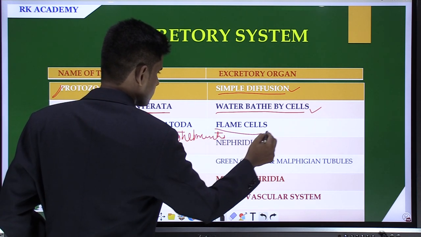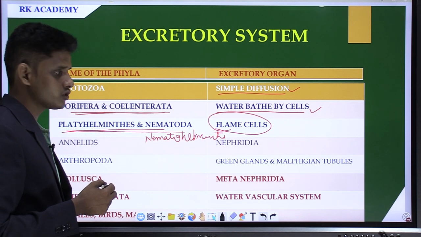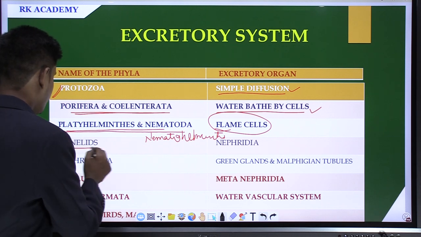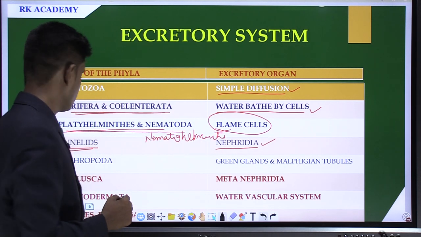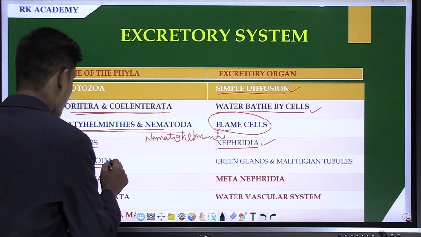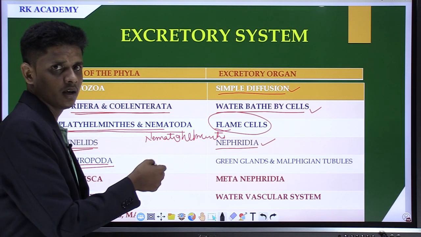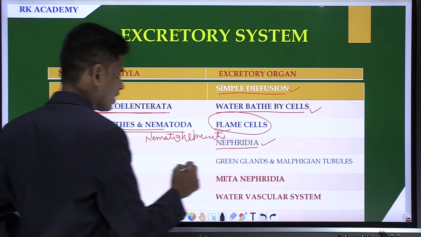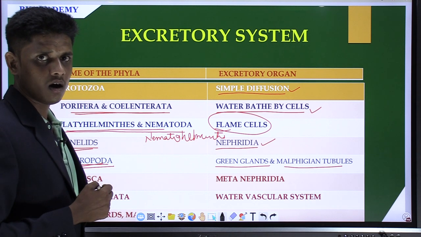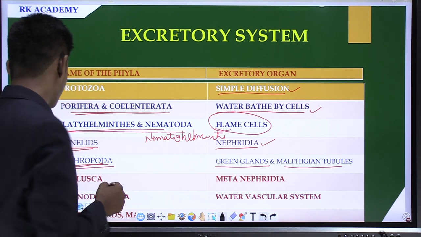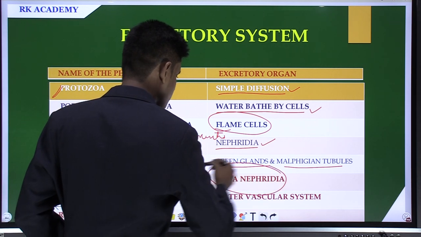In these organisms, flame cells are the chief cells which excrete and eliminate the waste material from their body. And in the annelida, nephridia are the excretory organs. In the arthropoda, I will present all those diagrams for these particular phyla in the next slide. Here in the arthropoda, green glands and malpighian tubules play an important role in eliminating the waste material from the body. And in the case of mollusca, you can see metanephridia.